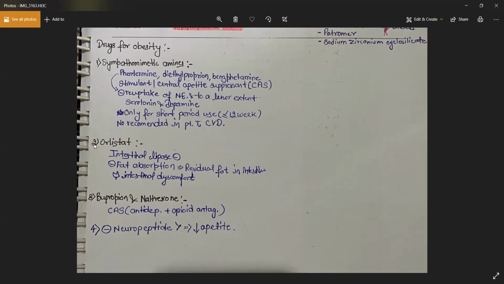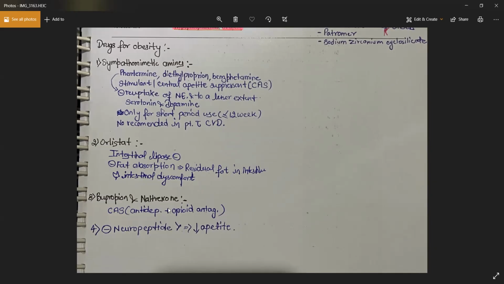Then comes orlistat. Orlistat is an inhibitor of intestinal lipase. So it actually inhibits the lipases. By inhibiting fat absorption in the GI tract, fat loss will occur, although it can cause intestinal discomfort because of the steatorrhea and diarrhea.